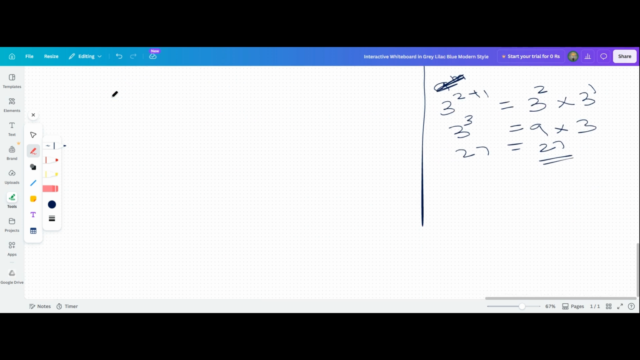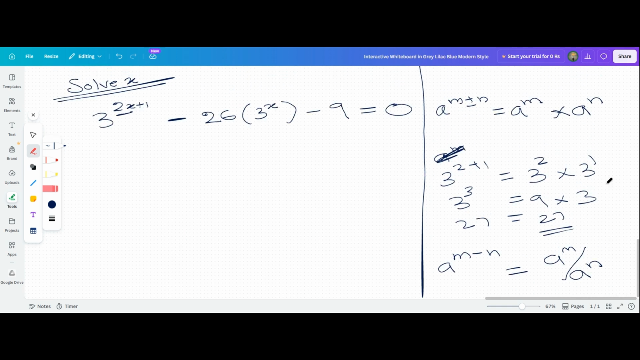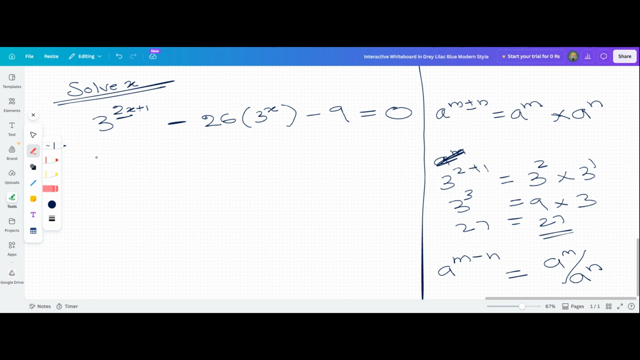Okay, there's another thing. If it is minus, a to the power m minus n, it means division: a to the power m divided by a to the power n. That's it. This is the first thing you need to know. So 3 to the power 2x plus 1, how can you write it? As 3 to the power 2x into 3 to the power 1. Right, first step is finished.